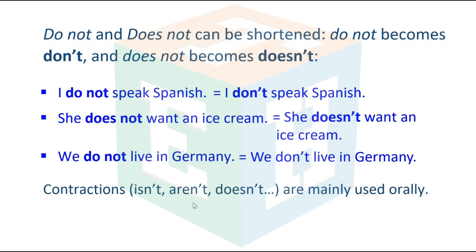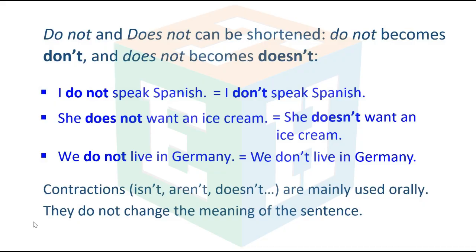Contractions isn't, aren't, doesn't are mainly used orally. They do not change the meaning of the sentence.